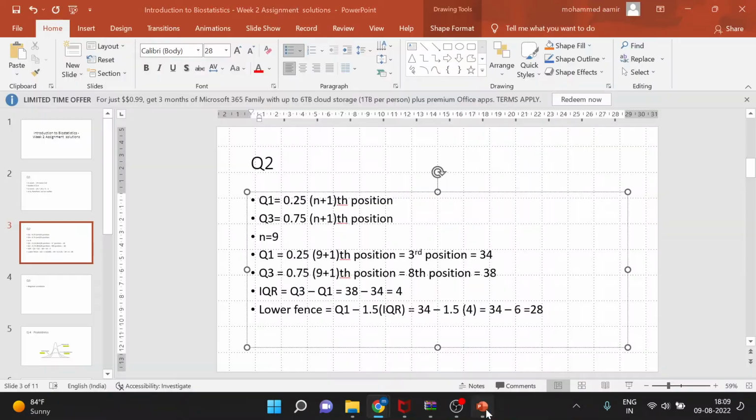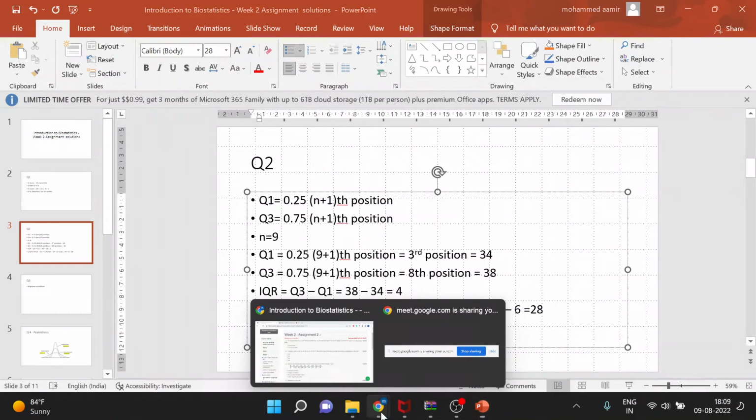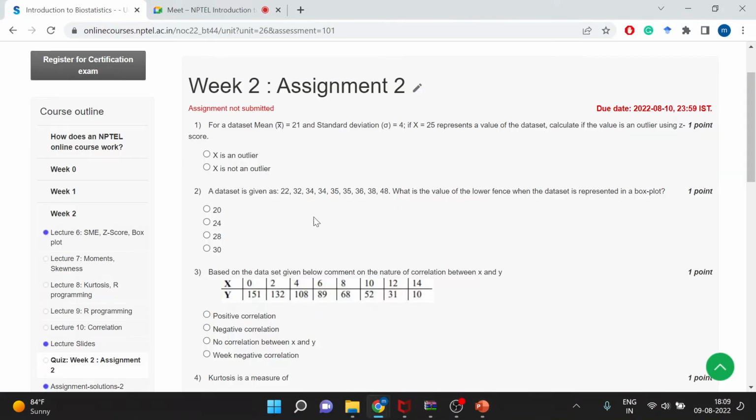Likewise, when you calculate Q3, it's 0.75 into 9 plus 1, which is basically 3 by 4 into 10, that is 7.5. 7.5 when you round it off is 8. So the 8th position is 38 in that data set. So Q1 is the third position, 34, and Q3 is 38.